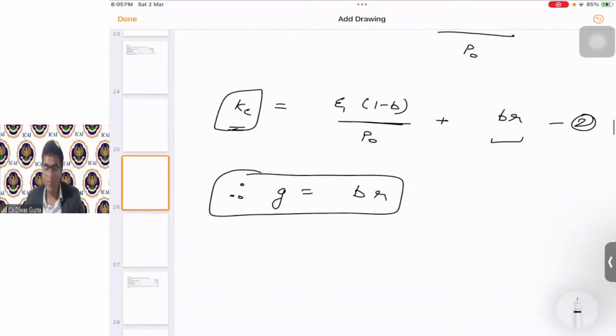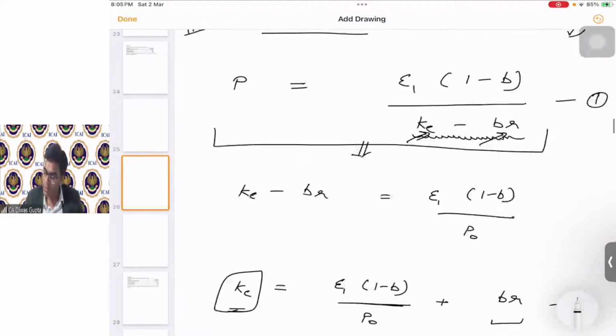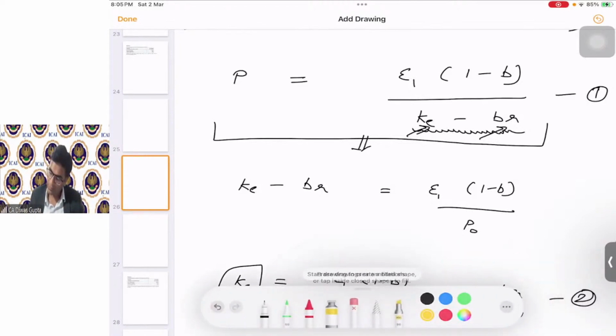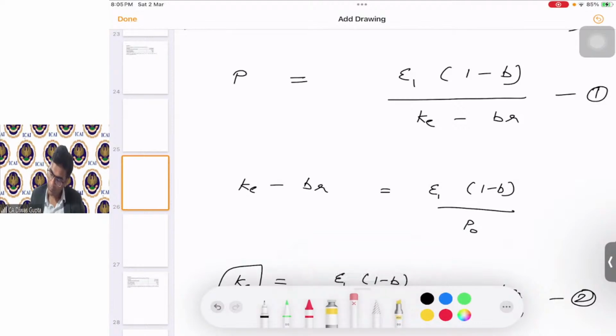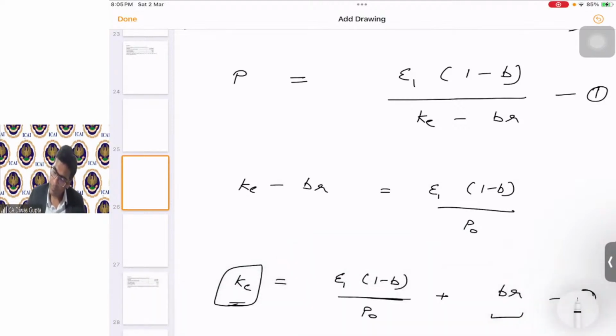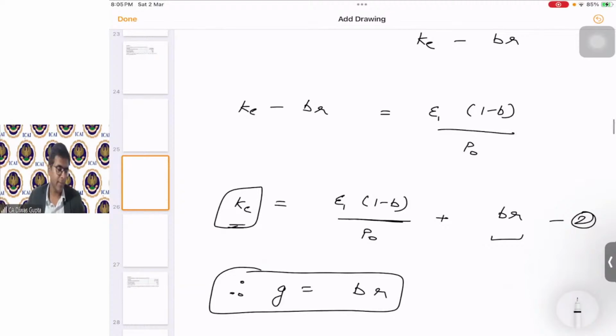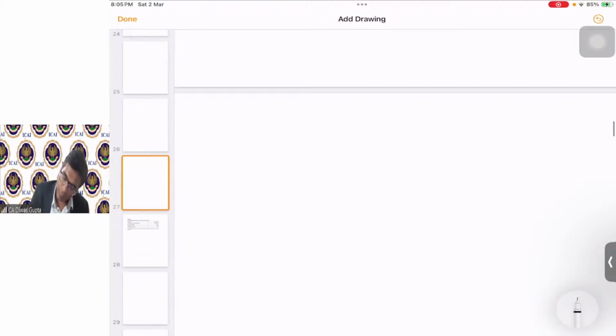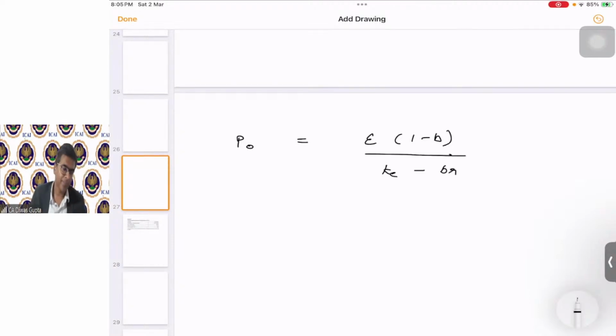Okay, students. So I hope this is clear. Gordon's model. We can use both the formulas, both these equations, sorry, interchangeably, right? Because both of them represent each other. So P0 is equal to E(1 - b) divided by KE minus b into R.